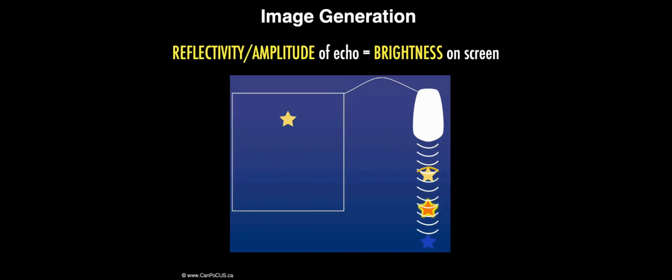The brightness of the structure depicted on the screen is determined by the reflectivity and amplitude of the returning echo. Highly reflective structures generate an increased amplitude of the returning echo, and this is depicted as brighter on the screen. All the returning echoes across the entire sector are placed on the screen in relation to depth and brightness.